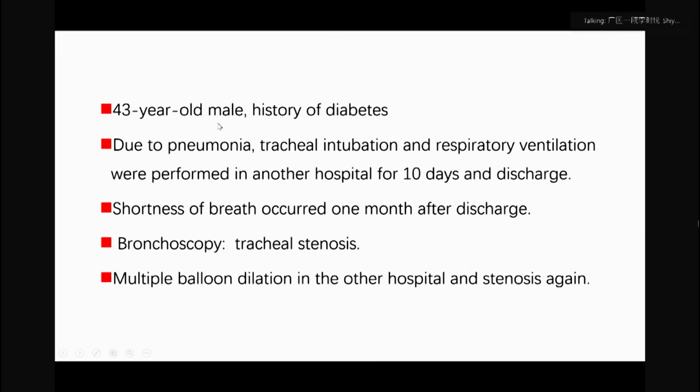And another patient is a 43-year-old man with diabetes-induced pneumonia. The tracheal intubation and respiratory ventilation was performed in another hospital for 10 days and then he was discharged. But 1 month after discharge, he got shortness of breath and bronchoscopy showed tracheal stenosis. He had multiple balloon dilations in the other hospital and stenosis again.